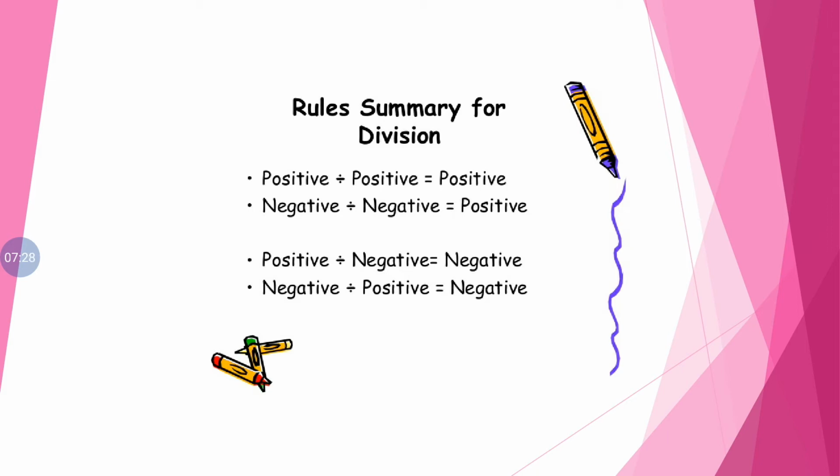The quotient of different signs is negative. The quotient of two different signs is negative. So plus divided by minus, and minus divided by plus, equal negative. Plus divided by minus equals negative. Minus divided by plus equals negative.